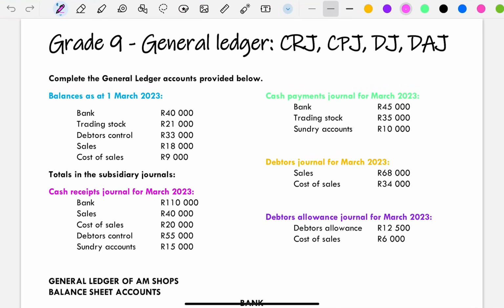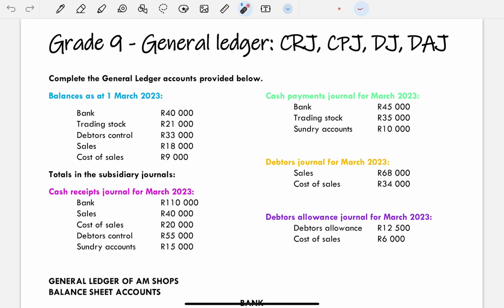Hi there, in today's video we're going to be looking at a general ledger for grade 9 and how to post these journals, the CRJ, CPJ, DJ and DAJ, how to post that to the general ledger, and then of course the whole process that goes along with it.